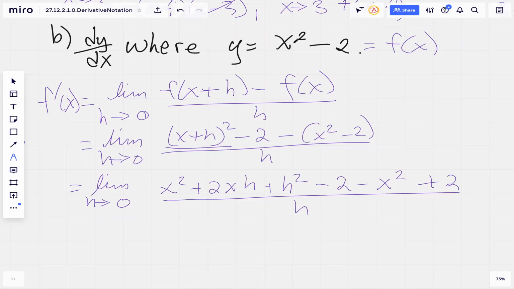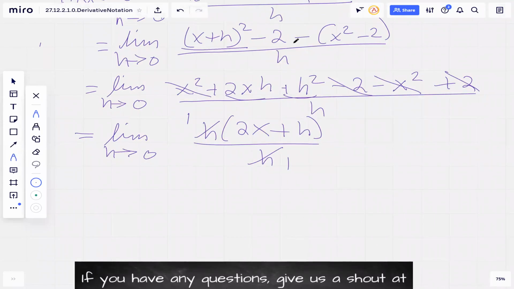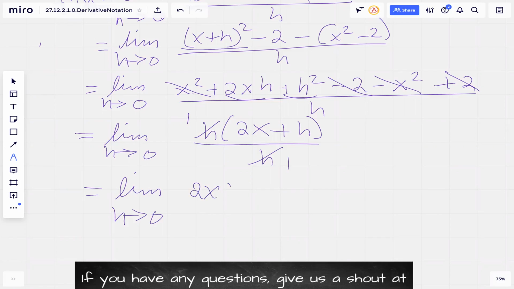And what do we get? Well, we can cancel out the 2's, we can cancel out the x squareds, and we're left with the limit as h approaches 0 of, well, we have a common factor of h. Let's factor it out: h times 2x plus h, over h. We can cancel out h in the numerator and the denominator. We're left with the limit as h approaches 0 of 2x plus h, and this equals 2x. Good.